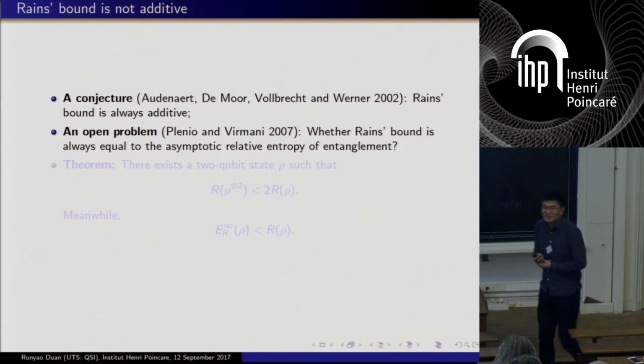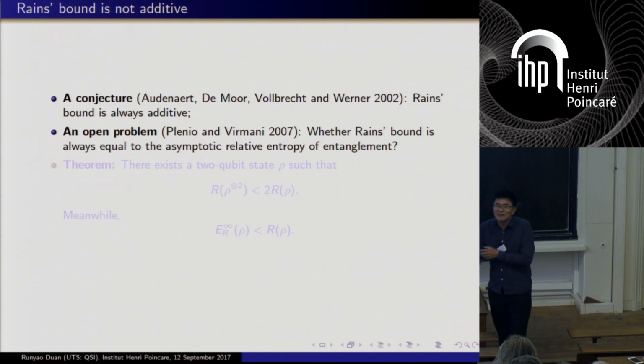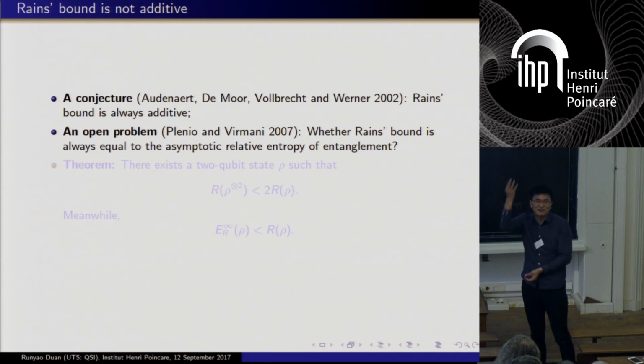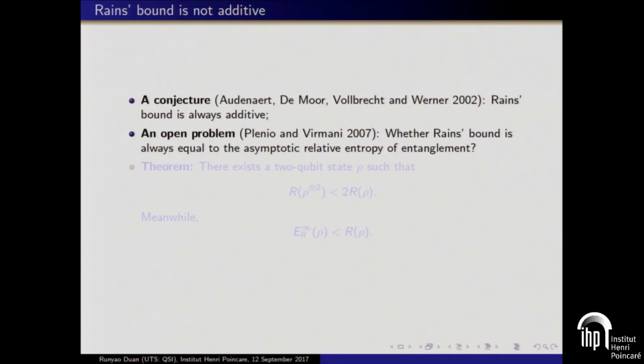of entanglement. As we see, the risk bound is very similar to this relative entropy, but unfortunately people already know that the relative entropy is not additive. So how about if we take the regularization? Maybe after that it's definitely additive, right? According to the same copy, it's additive. So how about the relation between this risk bound and this asymptotic relative entropy?